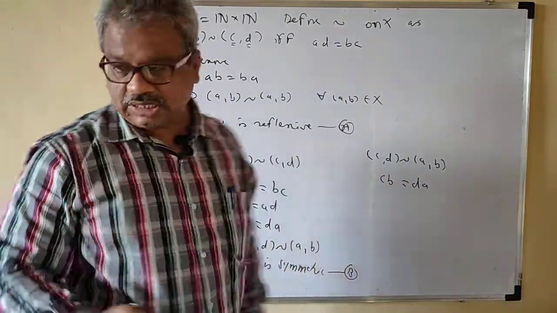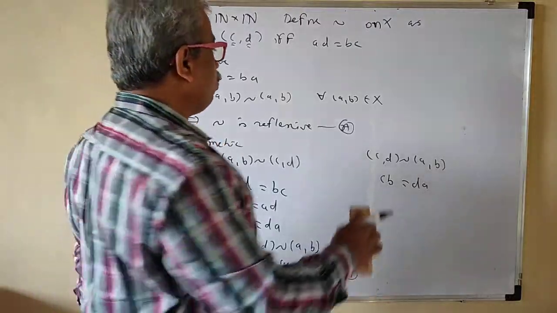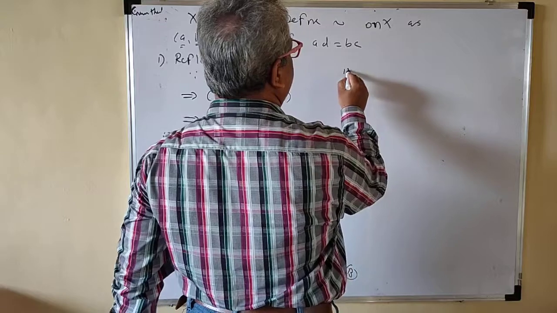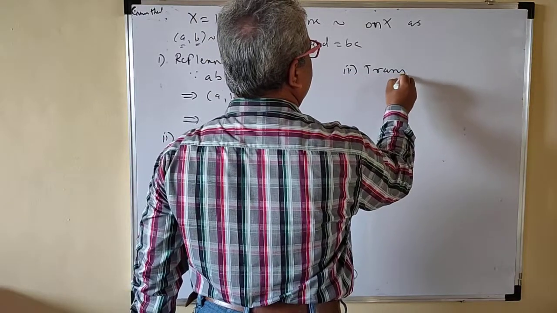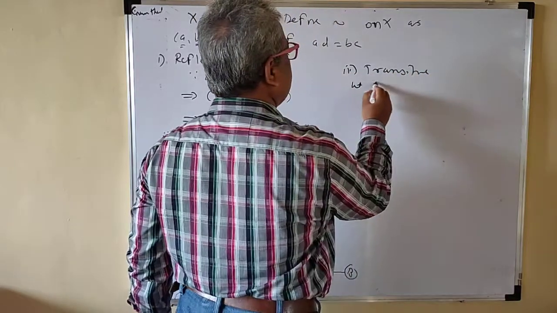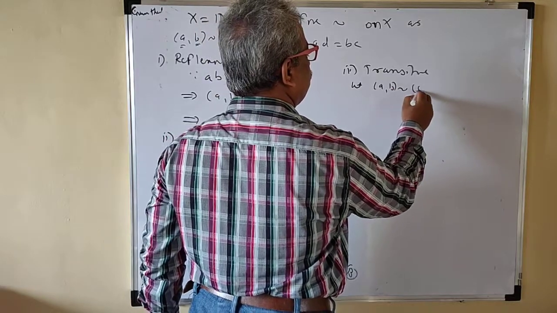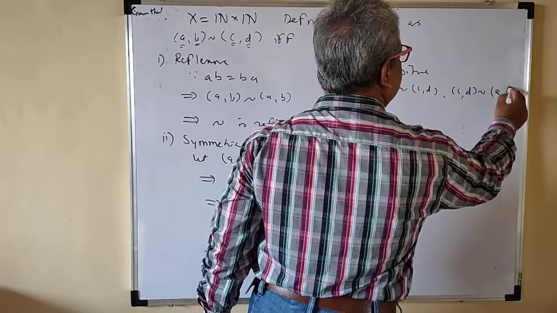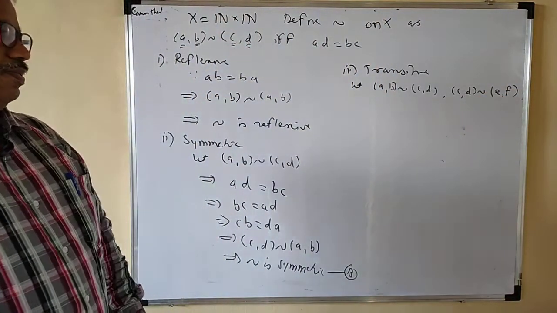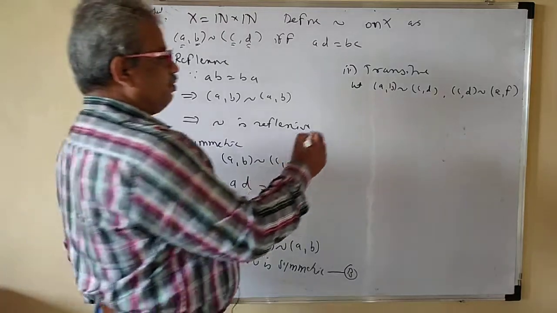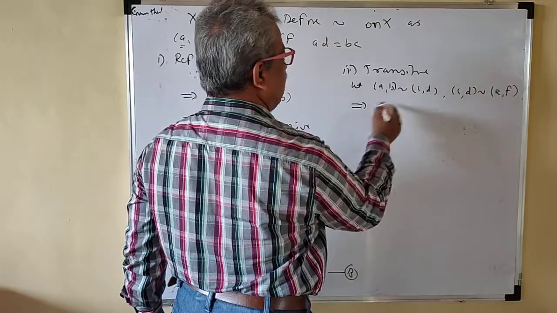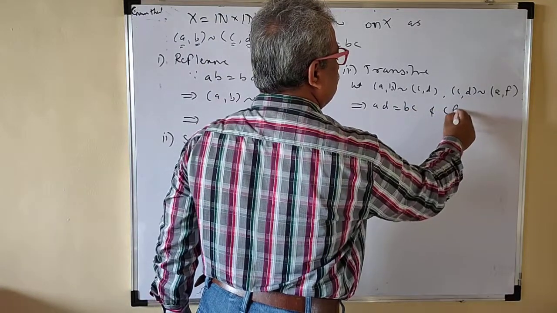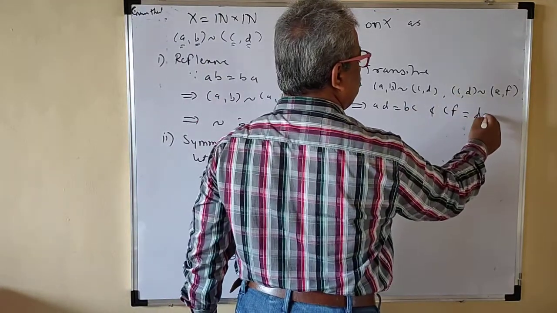Okay. Now we have to prove that it is transitive. Third one. Okay. So let AB be related to CD and CD be related to EF. So we write the meaning of this: A into D is equal to BC, and C into F is the same as D into E.